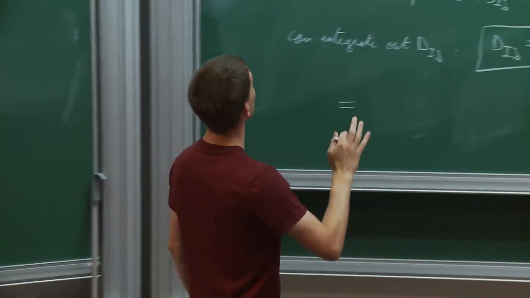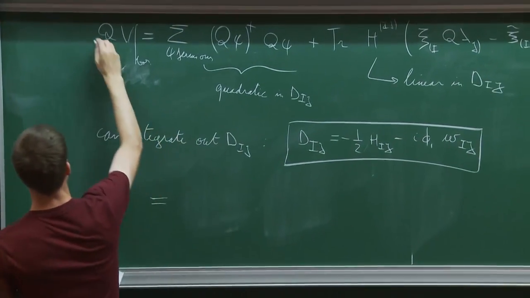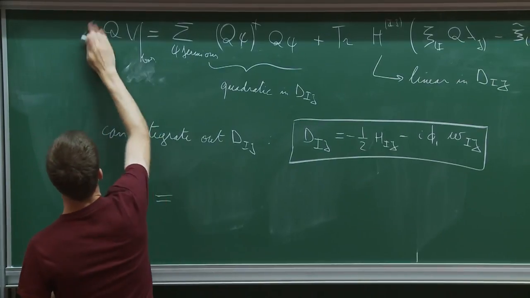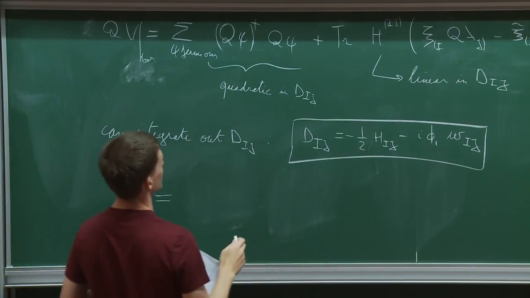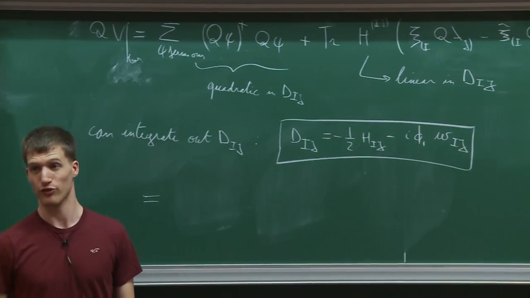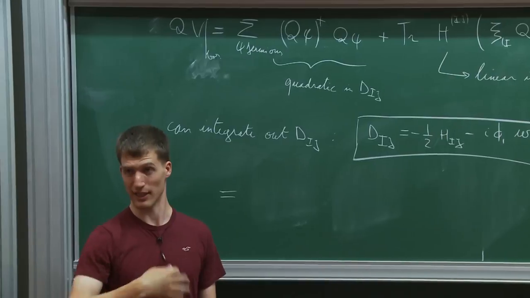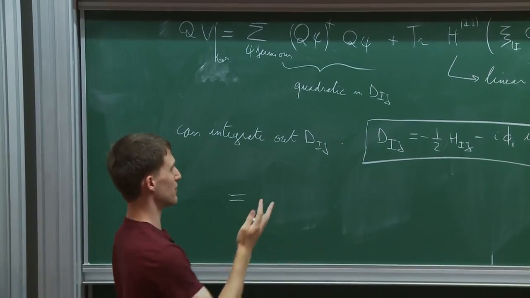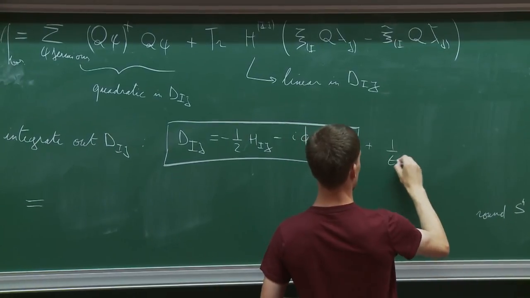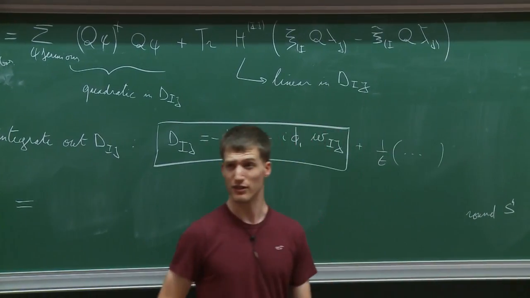So in principle, here I just looked at, I should have this parameter T floating around. Well, no, QV is this, but in the action there is an extra parameter T. So everything I wrote here is dominant over whatever you get from the original action when I send T to infinity. So you're right. In principle, from the original action, there will be extra contributions here, but they will be suppressed by 1 over T.